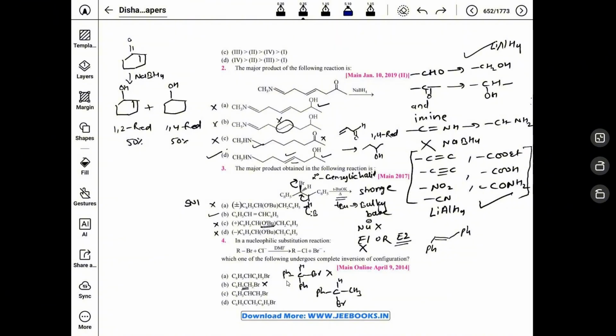Let's check option D. In this case, the carbon has a phenyl and methyl, after that bromo, and then again phenyl. So again this is not possible because it has 2 same groups. So this is not chiral. So the only chiral compound is C. Therefore inversion is possible only in C. So the correct answer is C.